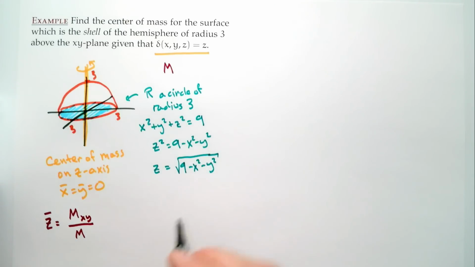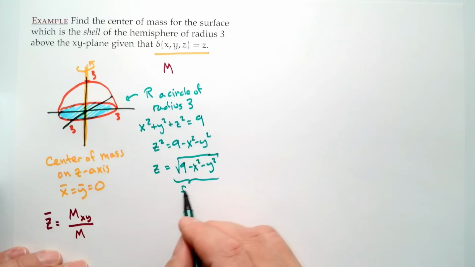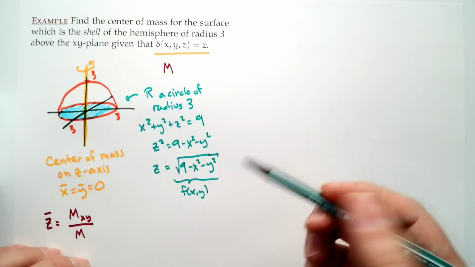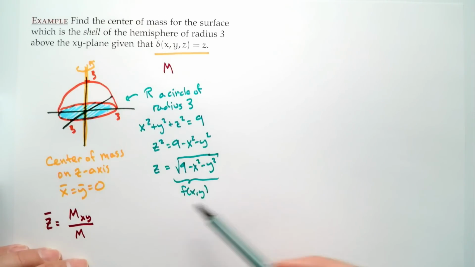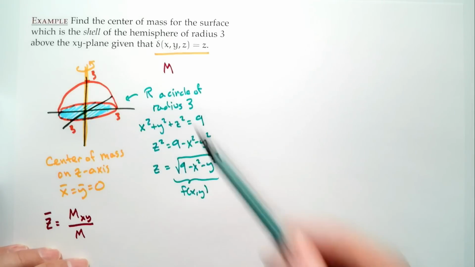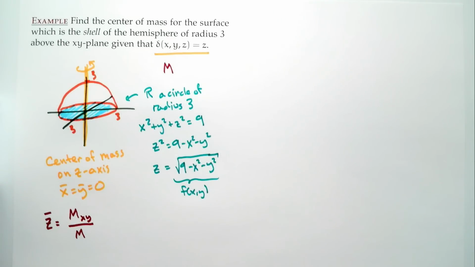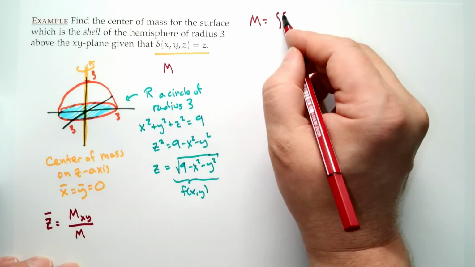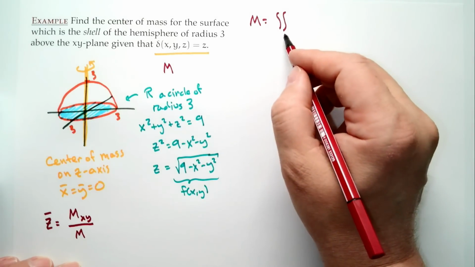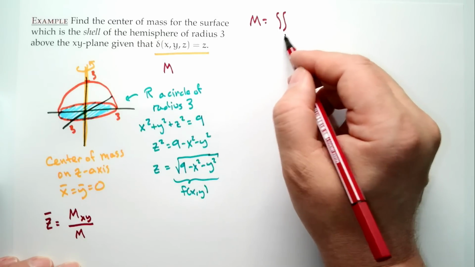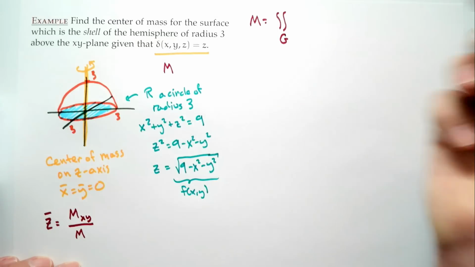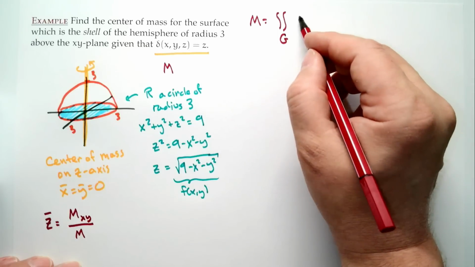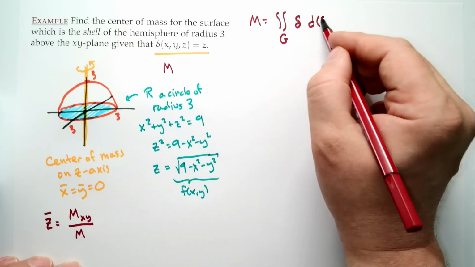So this part right here, this is our function f of x,y. So our surface is z equals our function f of x,y over a circle of radius 3. So now we can start talking about our mass. So our mass is going to be the integral over our surface, and I'll call our surface G, of our density times dSA.